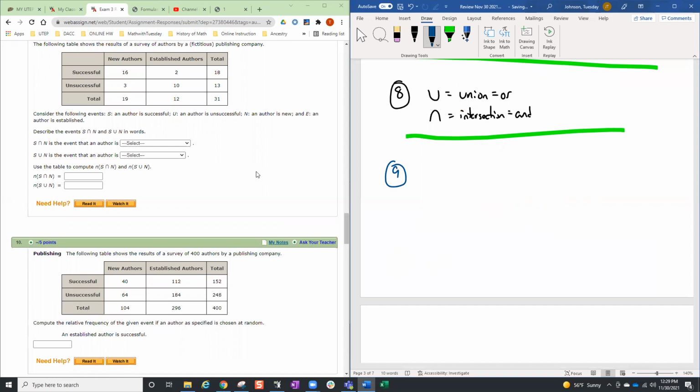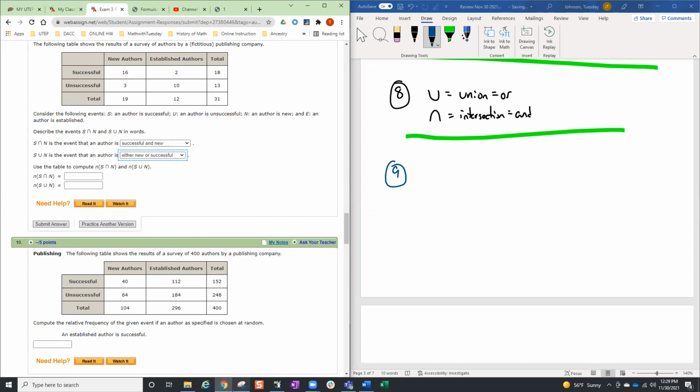Describe the events. So 7, 8, and 9 are all the exact same problem, just coming at you from different kinds of orders. So the intersection, right? This is a great thing to have on a note card. The intersection is the event that the author is successful and new, right? Make sure you know what the letters stand for. Union will have or, right? That's the only difference. That's what we're looking at here.